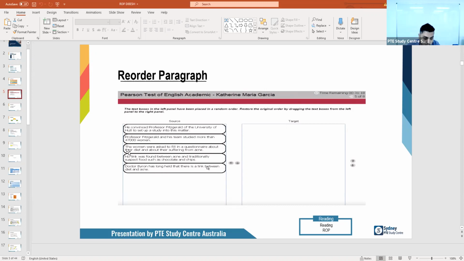So I've disregarded all these sentences and come up with the solution that this is my first sentence, because Dr. Byron already exists before Professor Fitzgerald here in the order. We'll have to find out the order. So this is my first independent sentence.